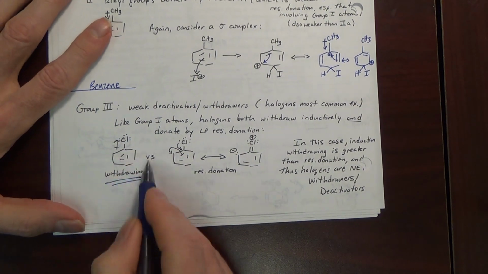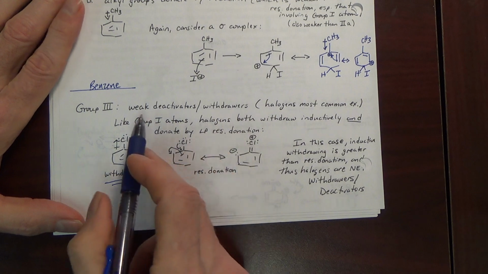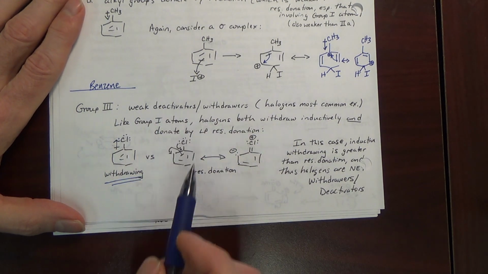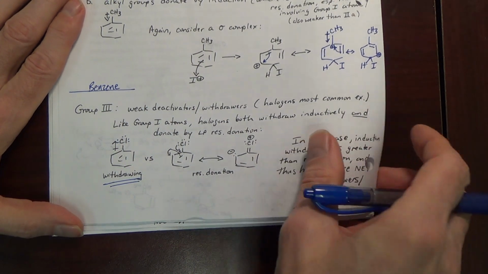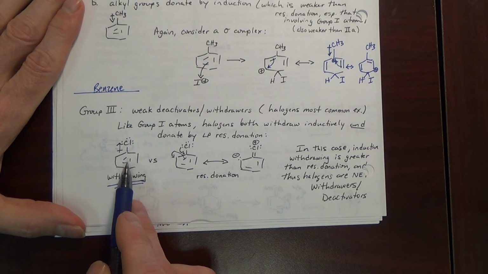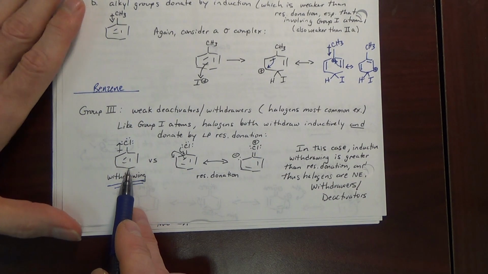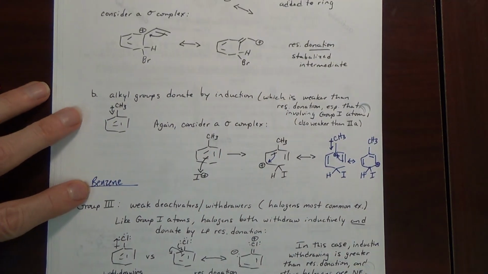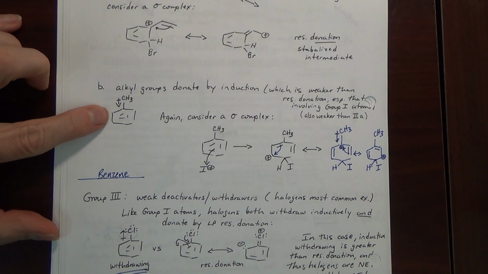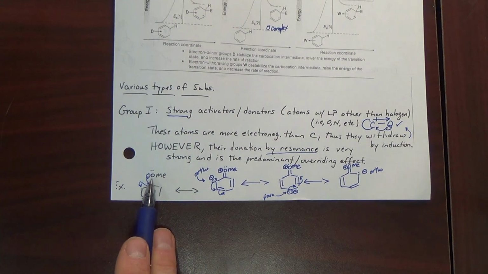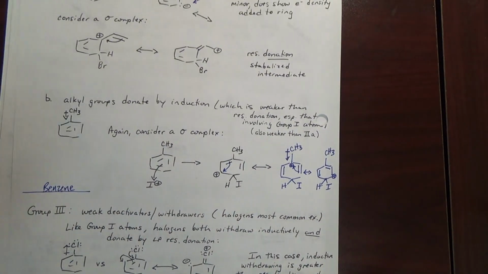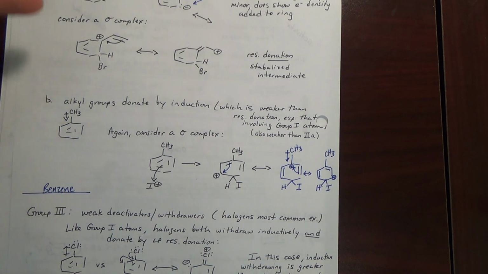And since this is the predominant effect, they are net withdrawers and thus net deactivators. Now it turns out they're weak compared to group 4, which we'll see next. So chlorobenzene is less reactive towards an EAS reaction than benzene. And benzene is less reactive than toluene. And toluene is less reactive than anisole. Of course, there's other compounds that we can discuss. These are the examples shown here to illustrate each group.